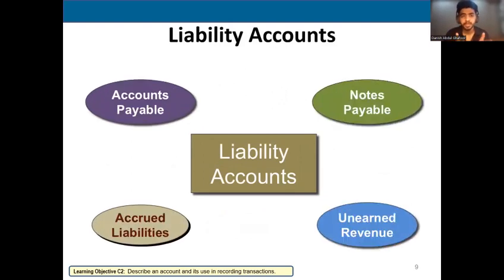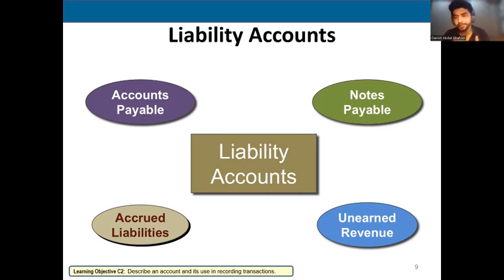These are liability accounts. Accounts payable: you have received the goods from your supplier or anyone, but you haven't paid them. You have to pay them in future. That's accounts payable. Notes payable is again that product and service difference only. Accrued liabilities can be your interest payable. You have taken the loan, you haven't paid the interest or the principal amount, the regular payments. Those are accrued liabilities. Accrued means it has been incurred and you haven't paid it.